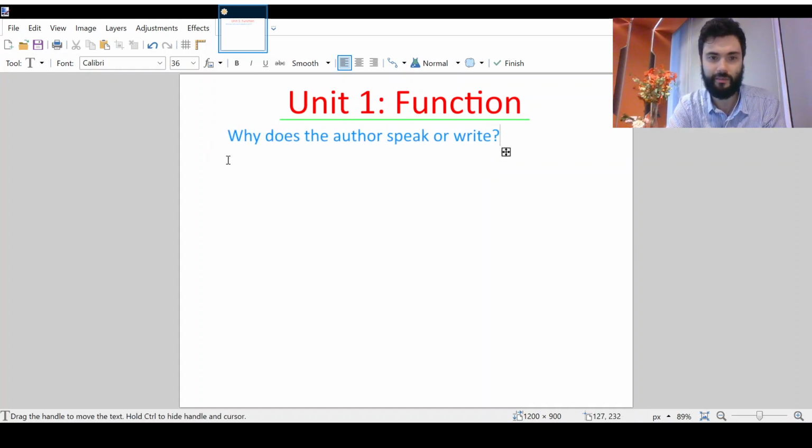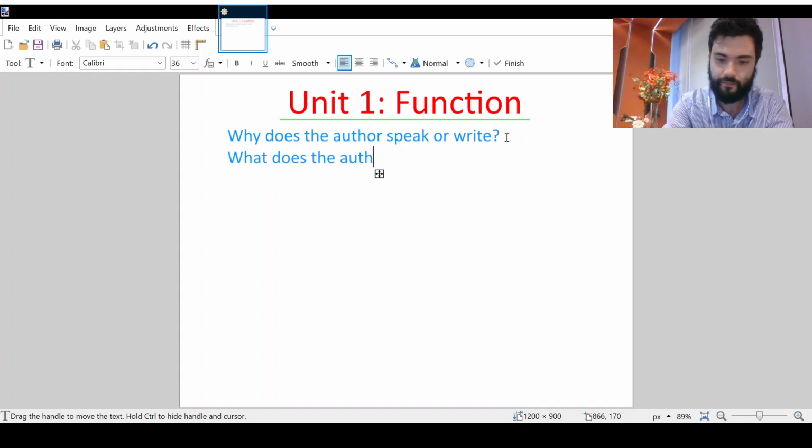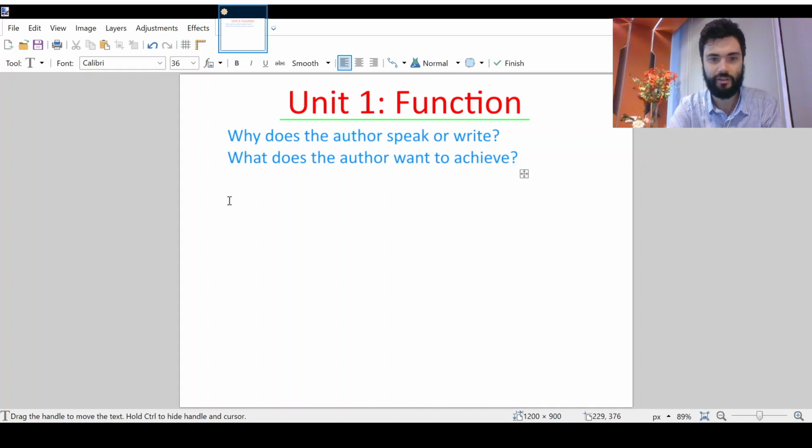Another simple question may be, what does the author want to achieve? They're pretty synonymous, but you can choose the one you like. So, answering these questions, we can define several major functions, such as, so the author may want to inform the audience.